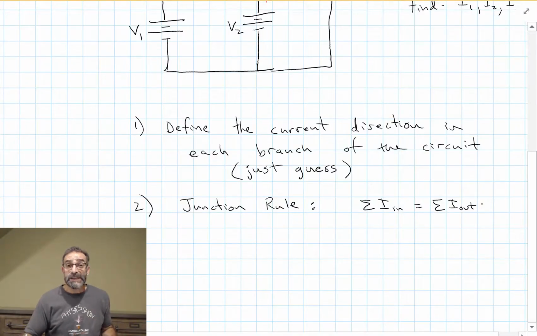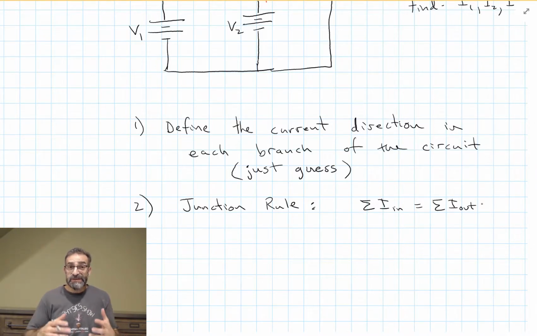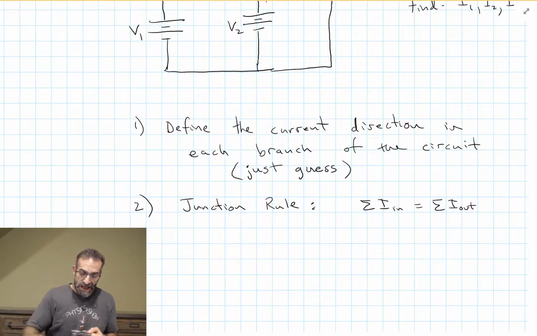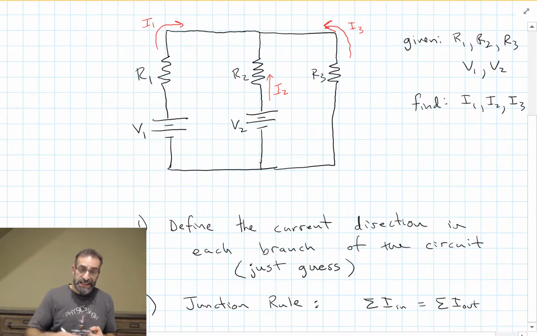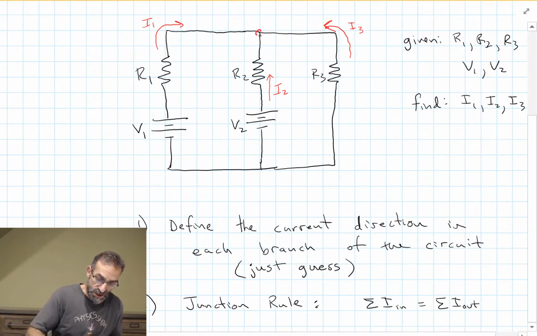The next thing we're going to do is apply the junction rule. The junction rule tells us that the total charge can't disappear or appear, right? The charge that's moving through a wire, those are physical particles, electrons with mass. They don't just disappear. And the current that flows into a junction has to equal the current that flows out of a junction. So we'll call this junction A.